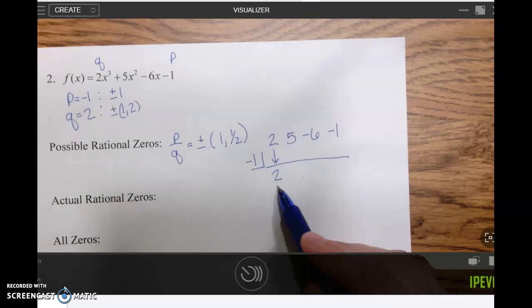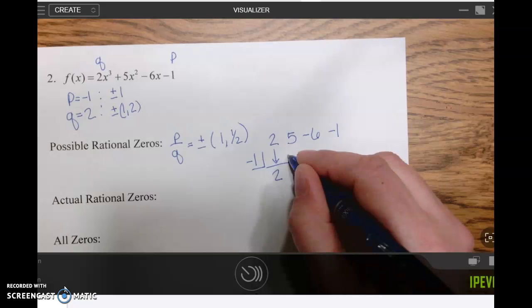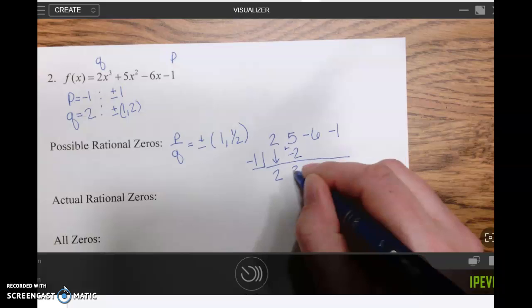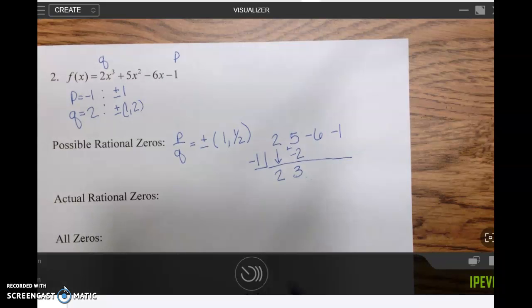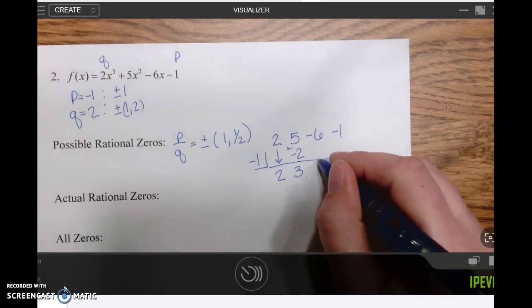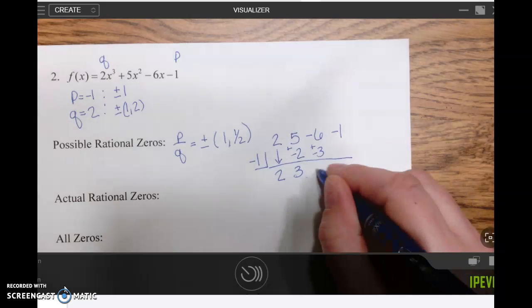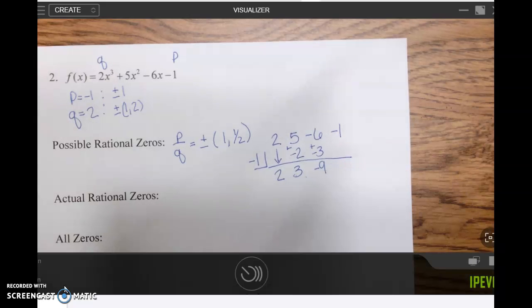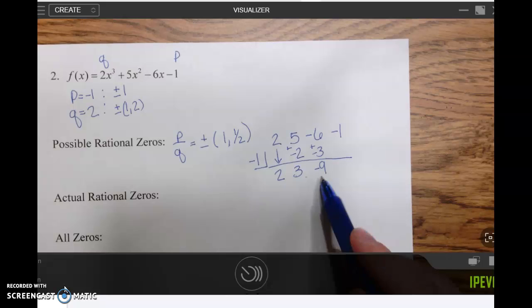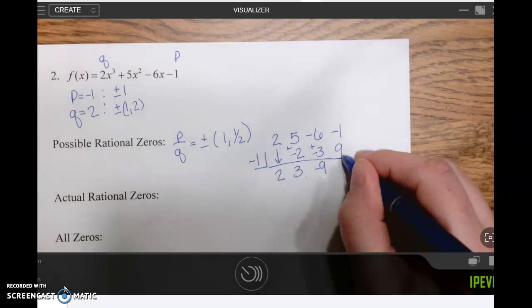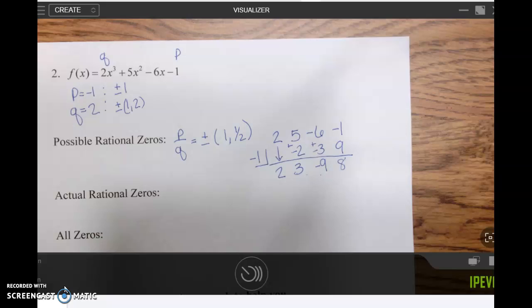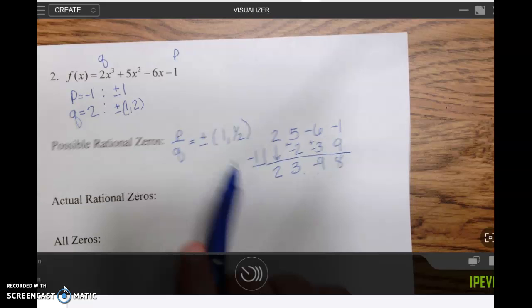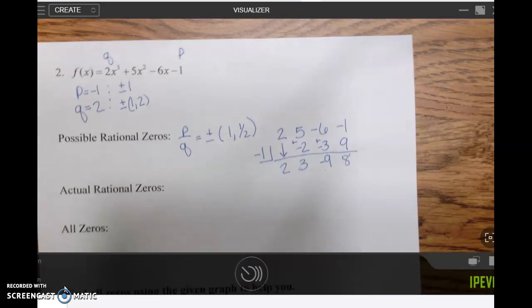So our first term comes down. We multiply. 2 times -1 gives me -2, and we add down to get 3. Now we multiply. 3 times -1 is -3, and we add down to get -9. And one more time, we're going to multiply. -9 times -1 is positive 9. Add down to get 8. -1 is not a 0. So I chose the wrong number from the list of possible rational zeros, unfortunately. So I'm going to have to try another one.